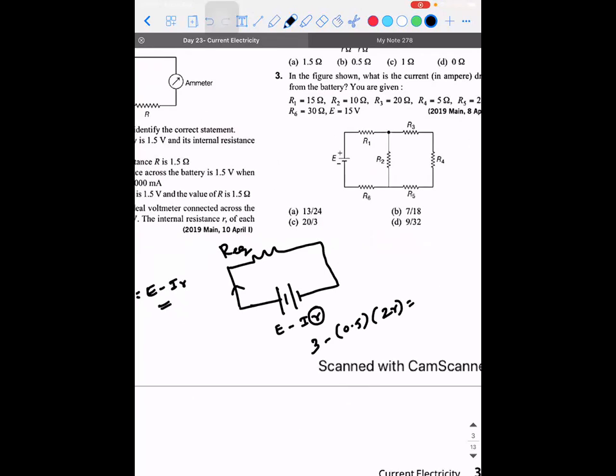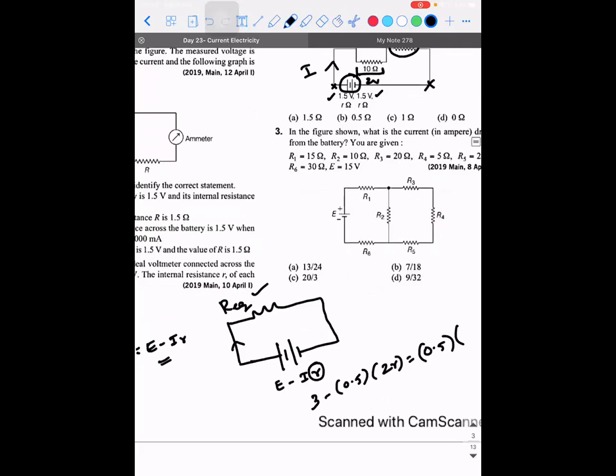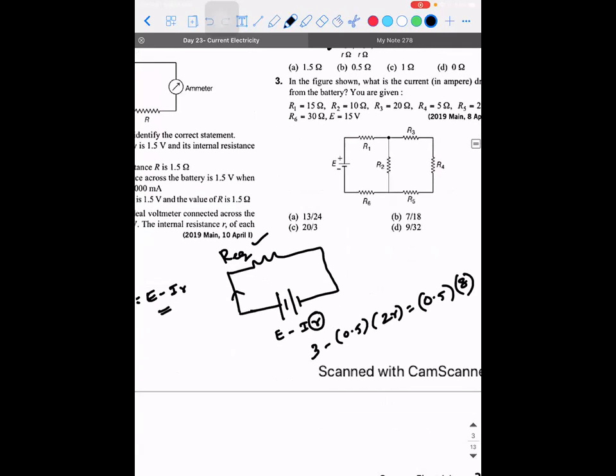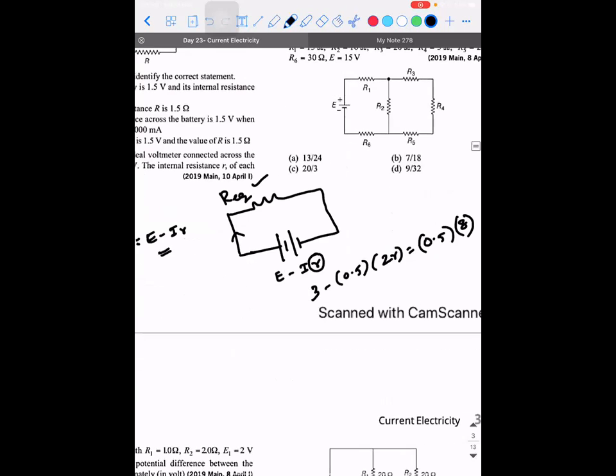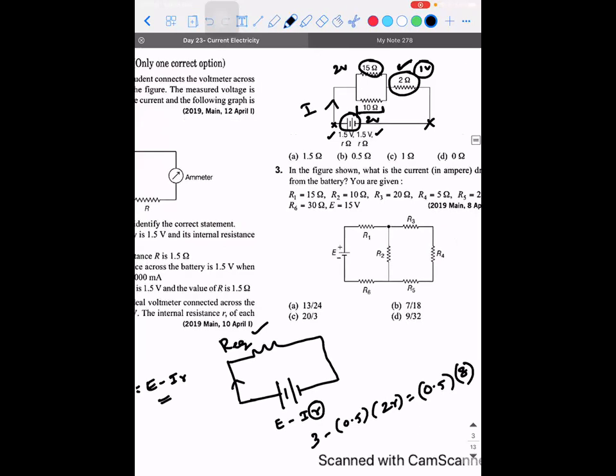This should be equal to 0.5 into R equivalent. How much is R equivalent? 15 into 10 is 150, 150 divided by 25 is 6, and 6 plus 2 is 8. So R equivalent is 8. So 3 minus 0.5... How come the value is coming out to be greater than 100? I think there is an error in this problem.